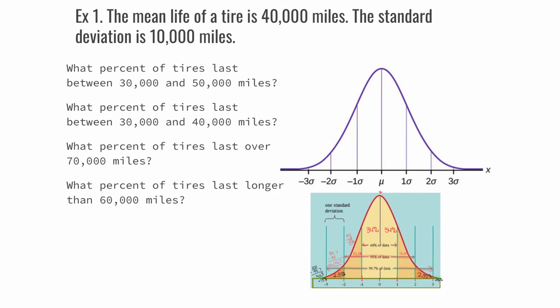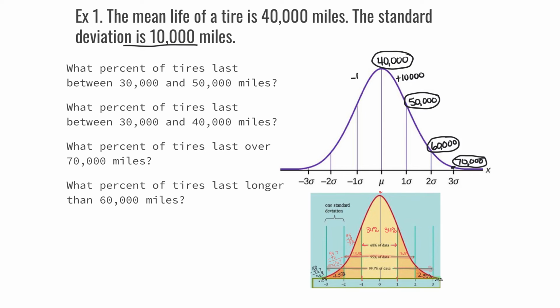All right, I did these two examples kind of in a backwards order, but that's okay. Now we're going to do example 1. It says the mean life of a tire is 40,000 miles. So fill that in as your mean. So that's the very top number, 40,000 miles. And it says the standard deviation is 10,000 miles. So if I go this way, I'm going to add 10,000. So this would be 50,000. Keep adding 10,000. This should be 60,000. And then 70,000.